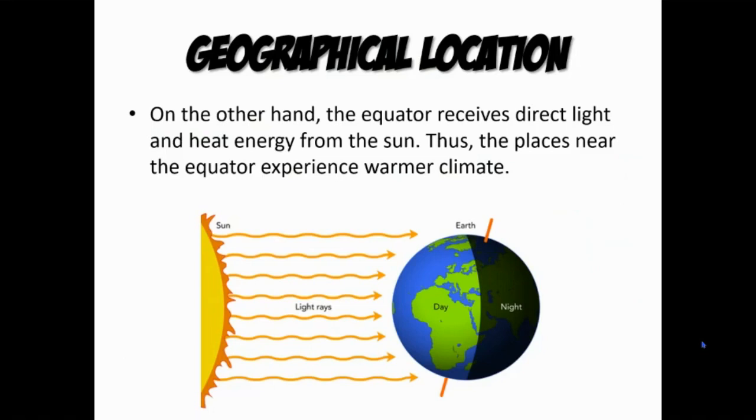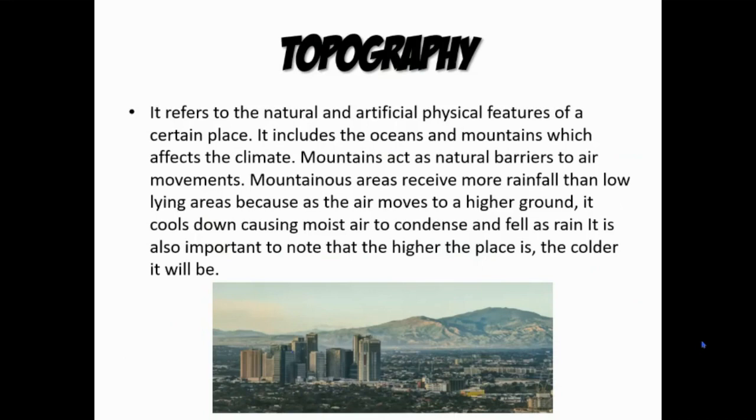So ayan po sila. And then topography, it refers to the natural and artificial physical features of a certain place. It includes the oceans and mountains which affect the climate. So mountains act as a natural barrier to air movement. Mountainous areas receive more rainfall than low-lying areas because as the air moves to a higher ground, it cools down, causing moist air to condense and fall as rain.